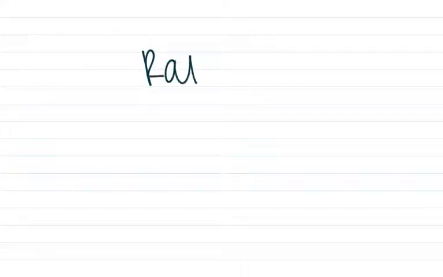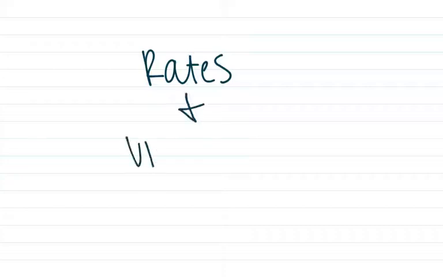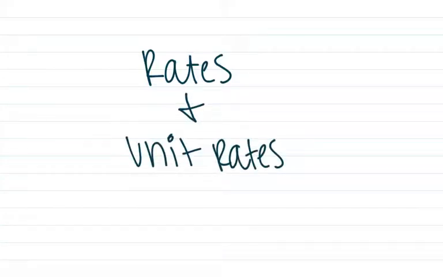Today we're going to talk about rates and unit rates. So first of all, what is a rate? Well, a rate is another type of comparison very similar to a ratio. If you don't know what a ratio is, check out one of my other YouTube videos that talks specifically about ratios. But a rate is a comparison of two different amounts, and they're going to have different units. So we're going to be comparing two different types of things.